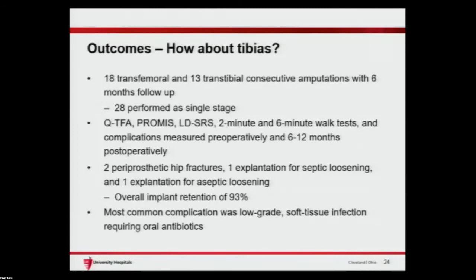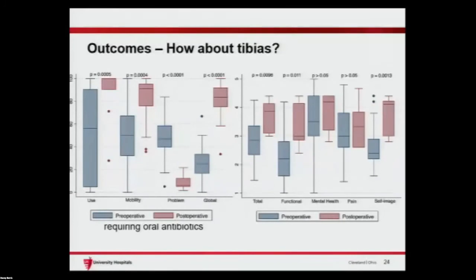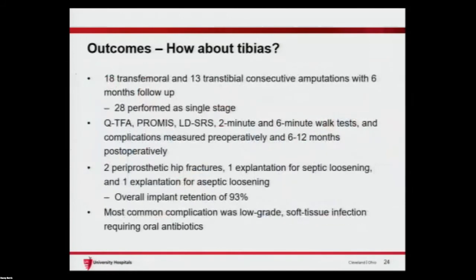When you look at these patients and graph them based off of their outcome measures, you can see use gets better, mobility gets better, problems go down, and their global scores go up, okay? So despite the fact that this is not a study looking at just tibias, I think that the fact that it's almost split 50-50 between the two gives you an idea that if you do these for tibias, they probably do okay.